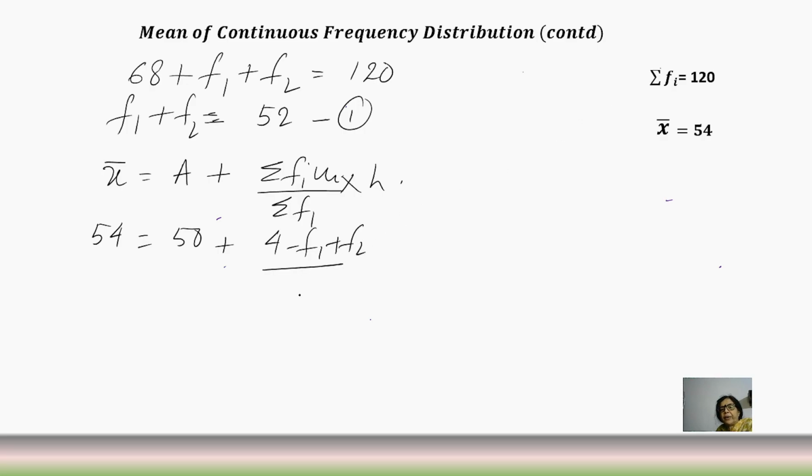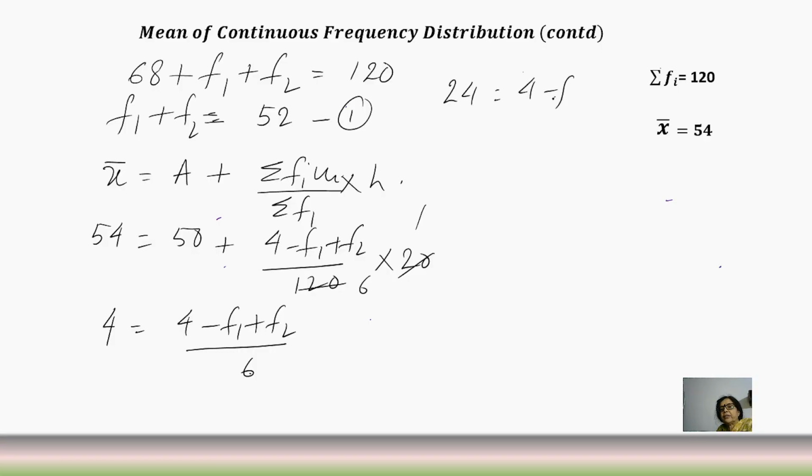Summation fi is 120 and the class interval is 20. So now let us try to simplify this. Now 54 minus 50, that is 4. And this becomes 21, 26. So we get 4 is equal to 4 minus f1 plus f2 by 6, which can be written as 24 is equal to 4 minus f1 plus f2, which on further simplification gives us f2 minus f1 is equal to 20. So we get here this value, f2 minus f1 is equal to 20.